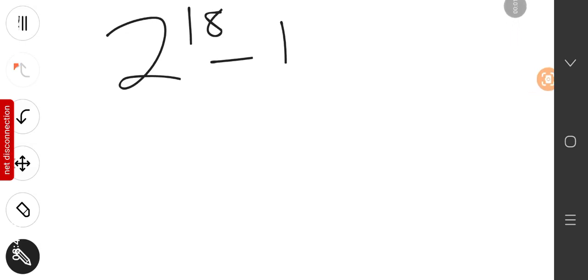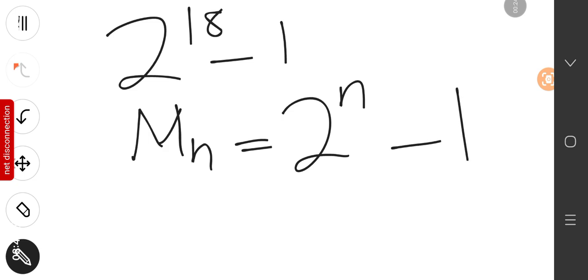So we have 2 exponent 18 minus 1. Okay, so we have been asked to solve this without using a calculator. Now this number is called a Mersenne number, because it takes the form M subscript n equals 2 exponent n minus 1, where n stands for any positive whole number. So these numbers are called Mersenne numbers. All right, let's solve it.